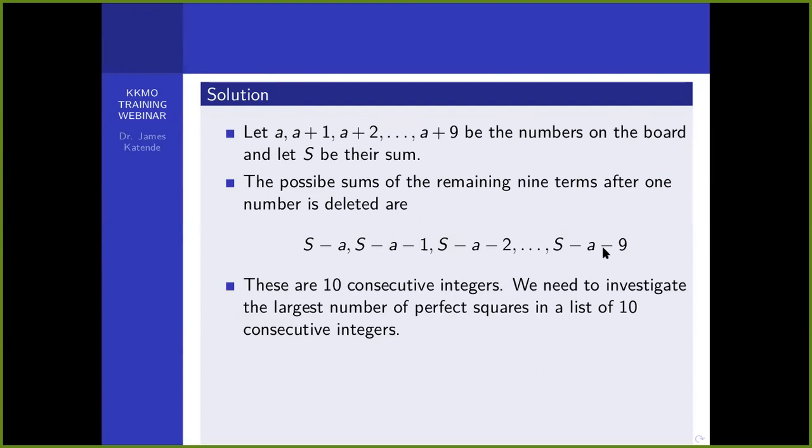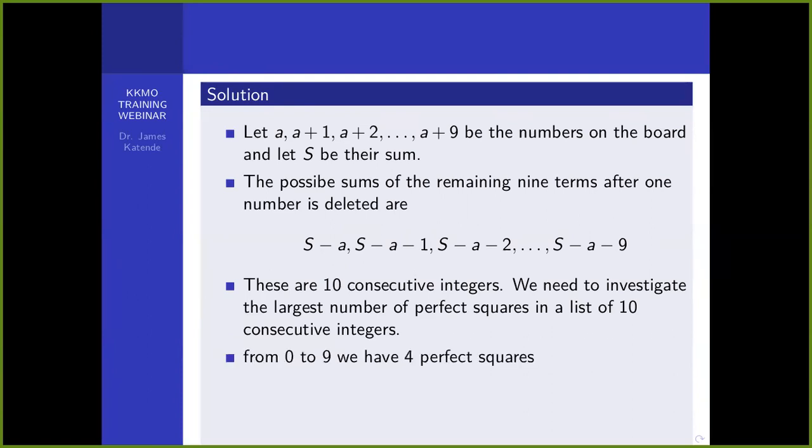And now we apply it to this new sequence, because these sums are supposed to be perfect squares. And here we have a list of 10 consecutive integers. So what's the largest number of perfect squares that can occur in that list? Is it 3? Not yet. You are off by 1, but you will see why.